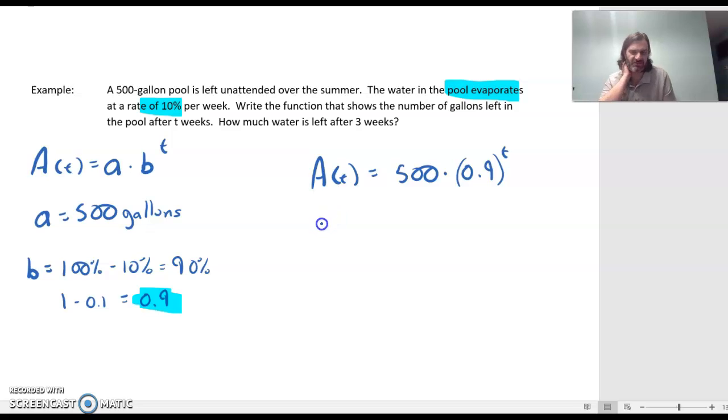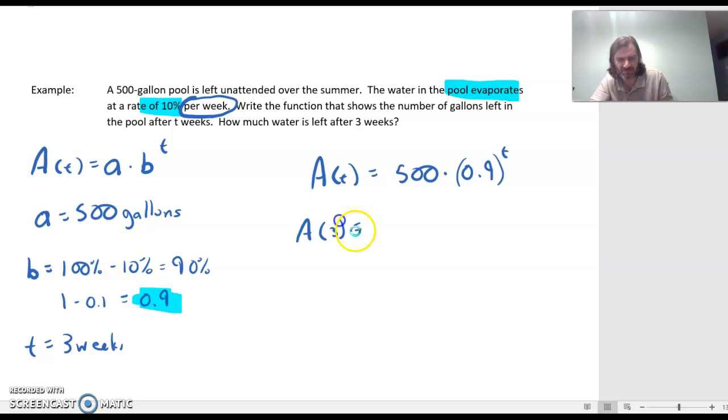But that's our function, and then it says after 3 weeks, so t equals 3 weeks. And it's important that they said this rate of decreasing at 10% was per week. So we only need to plug in 3. We don't need to change it to days. So context is very important in these problems. So 500 times 0.9 to the 3.